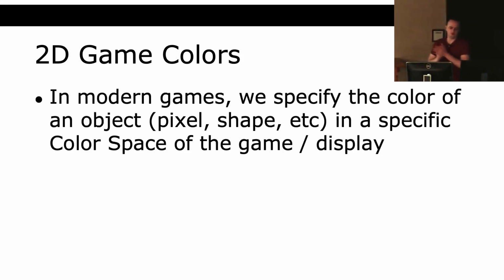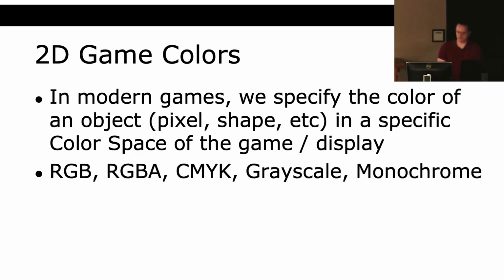So in modern games, we're going to specify the color of an object in a specific color space. And the color spaces that exist in a lot of software are RGB, that is red, green, blue. RGBA, which is red, green, blue, alpha. Alpha is a sort of transparency channel, if you will. So if the alpha part is 0, then you cannot see your object at all. If it's 1, then it is completely opaque. And if it's 0.5, it's sort of half transparent. So that's what the A is.